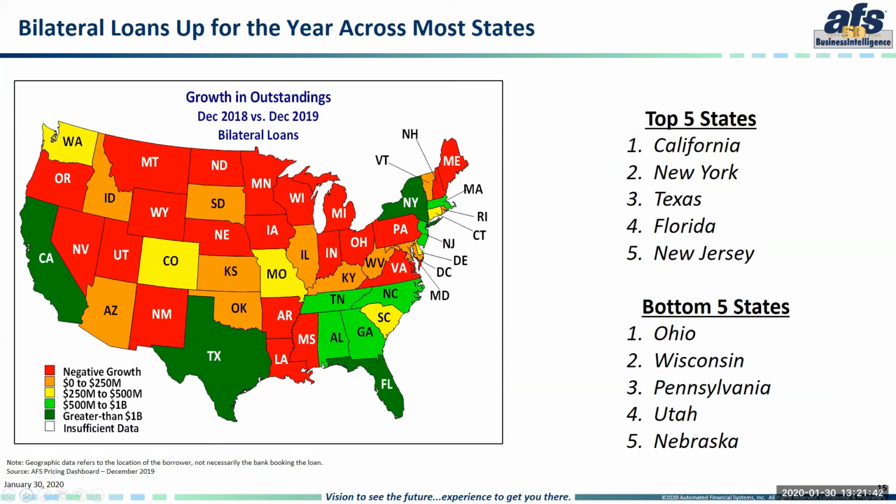The map on this slide focuses on bilateral loans, and we can see that balances were up across most states. As mentioned earlier, balances are much higher in California, New York, and Texas, as indicated by the green shading. Florida is also a top 5 state with higher balances in finance and insurance's credit intermediation and related activities subsector, and in the public administration sector focused on executive, legislative, and other general government support activities. However, 22 states experienced negative loan growth during 2019.